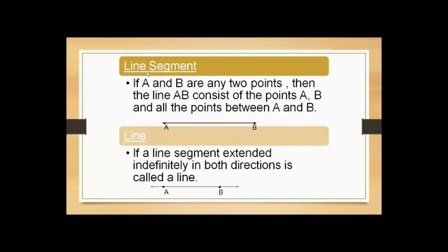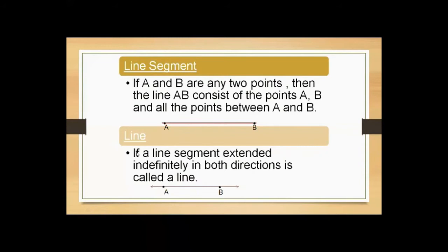Line segment. If A and B are 2 points, then the line segment AB consists of points A, B and all the points between A and B. This is a line and these are 2 points A and B. The segment consists of all the points between A and B. This is the line segment.